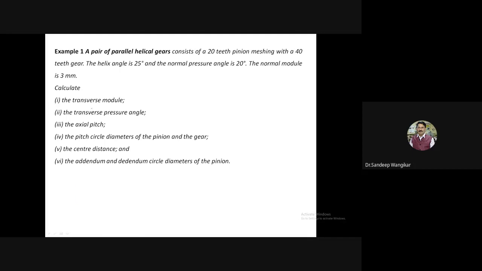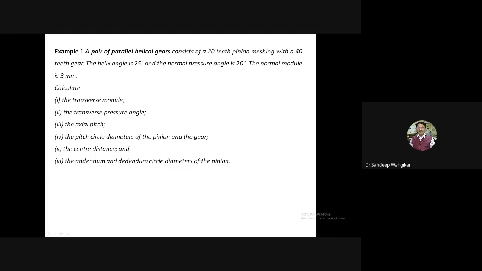And we have to calculate the transverse module, transverse pressure angle, axial pitch, pitch circle diameter for pinion and gear, the center distance, and dedendum and addendum circle diameters of pinion. So these are the different things that we have to calculate. Let us proceed.